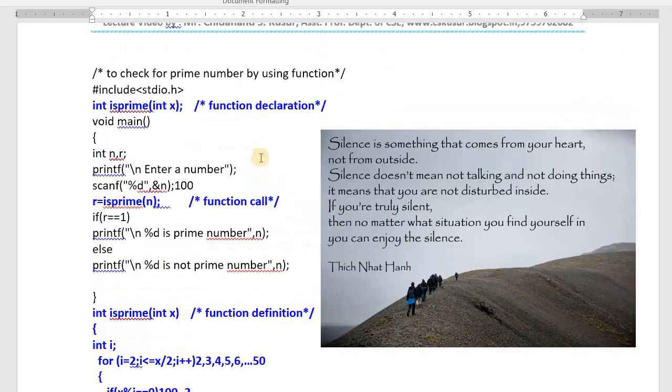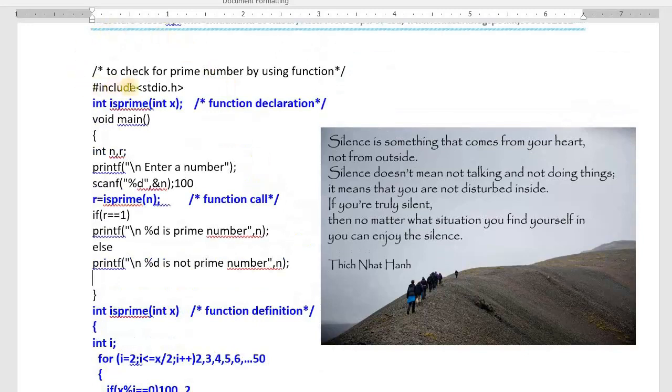Write user defined function to check entered number is prime number or not prime number. I hope you have understood. How to write it? Hash include stdio.h. I am writing my own function called isprime. It takes one value. It gives one value back, that might be 0 or 1. That's all. N and R. N helps us store the entered number. R helps us store the return value. Whatever the N we enter, that will be stored in N. That on N only we are passing. Whether is it prime or not.